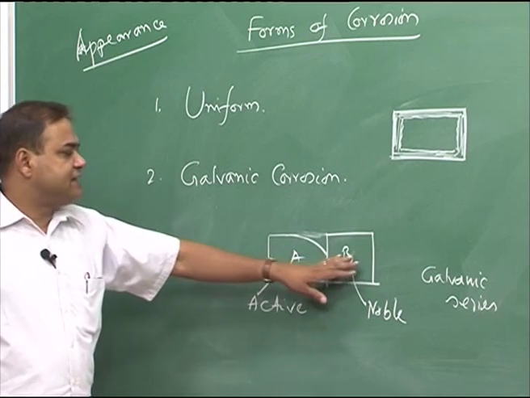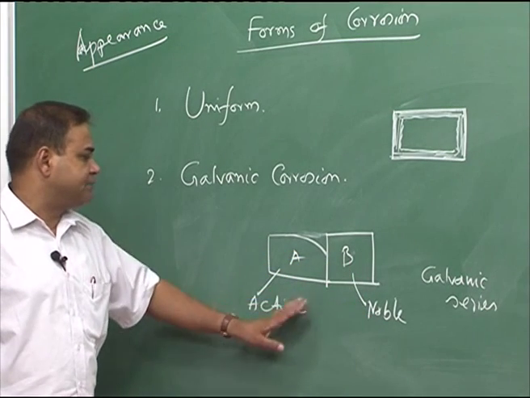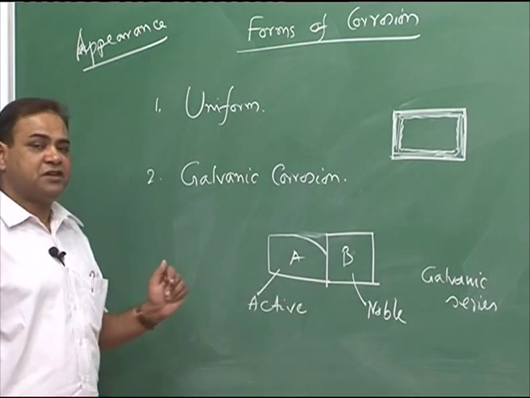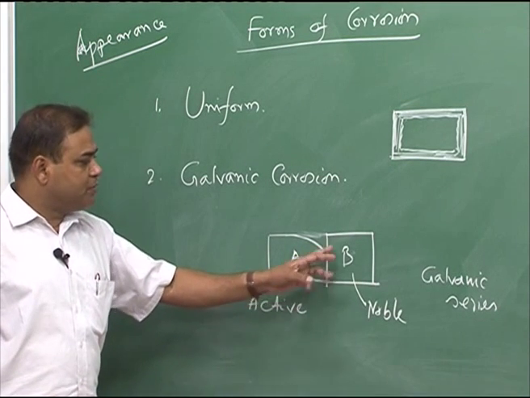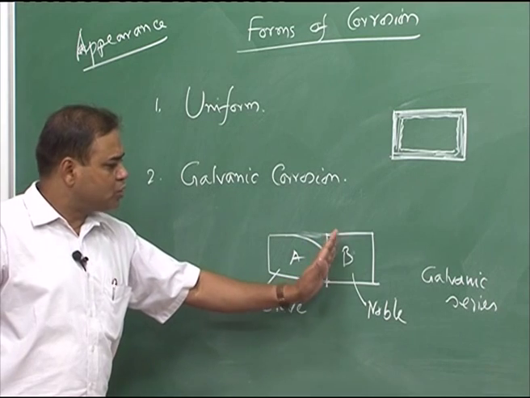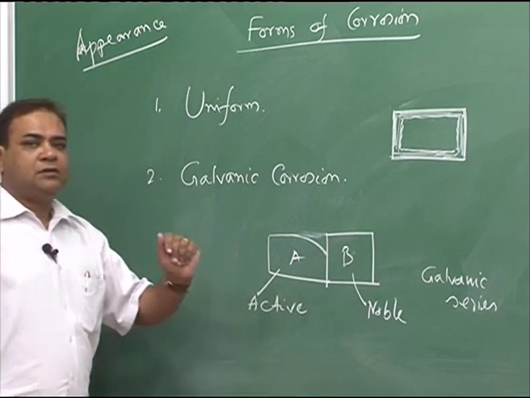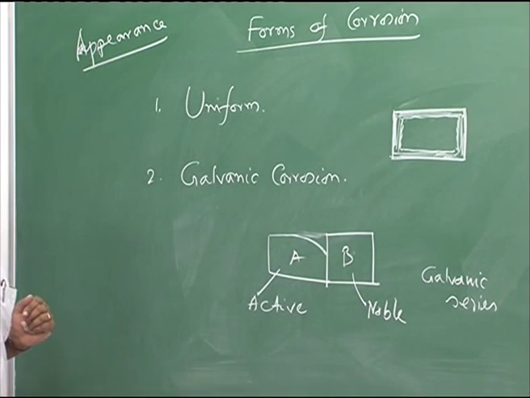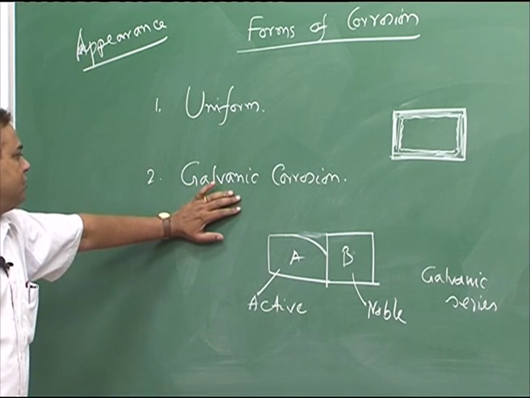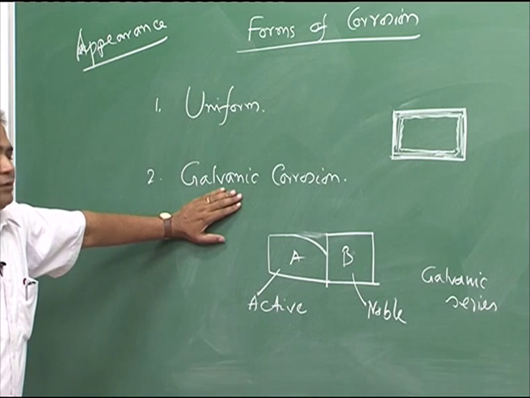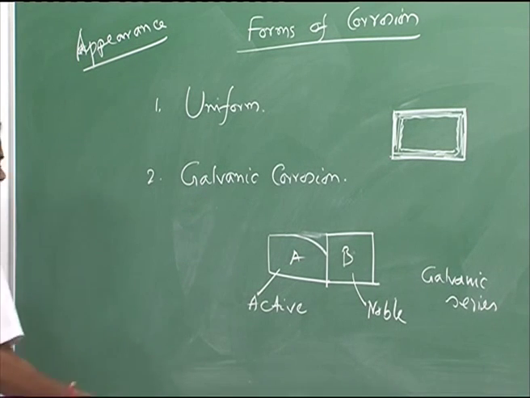So, this is two metal contact corrosion, or galvanic corrosion. Here a galvanic cell is formed between the noble and active parts of this structure, and the active side is getting corroded, and the corrosion would be greater closest to the noble metal side. We will discuss galvanic corrosion in detail.